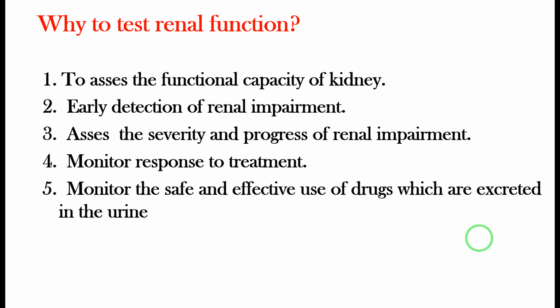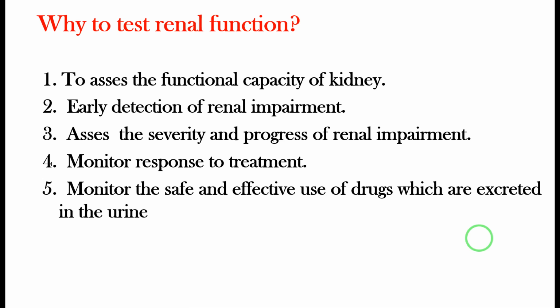If a patient already has renal impairment and we want to assess the progress or the severity of his disease, then we will test his renal function. Another cause of testing renal function is if the patient is already on treatment for certain disease. For example, if he has glomerulonephritis or nephrotic syndrome and he is already on treatment, then we want to see the response to the treatment. We will assess the renal function.